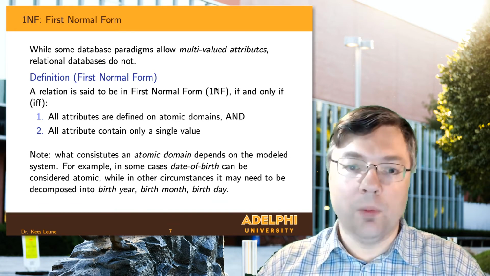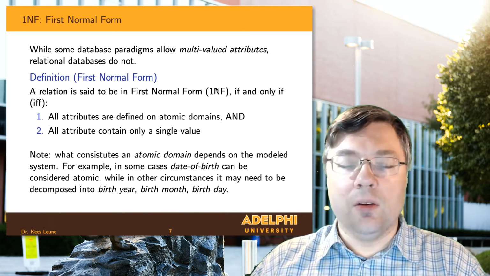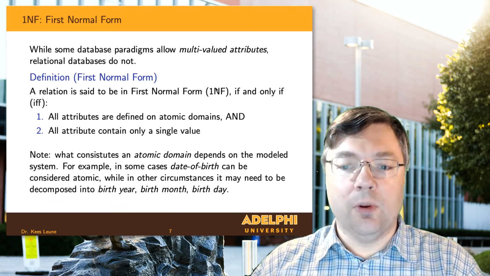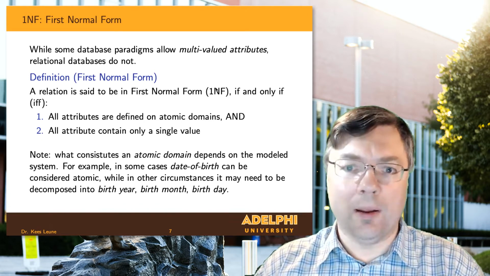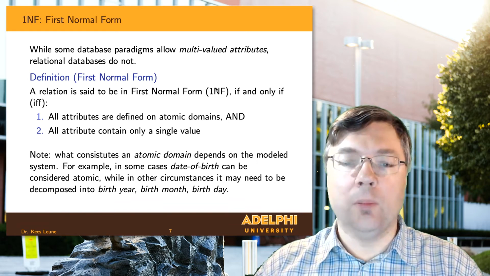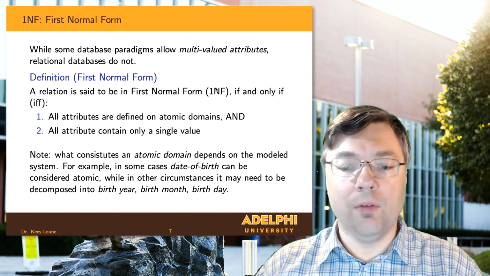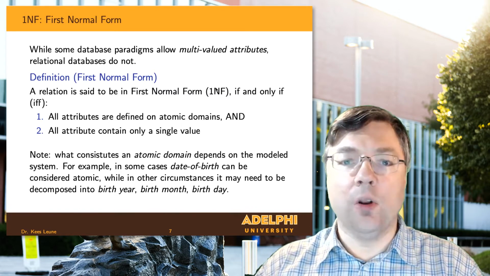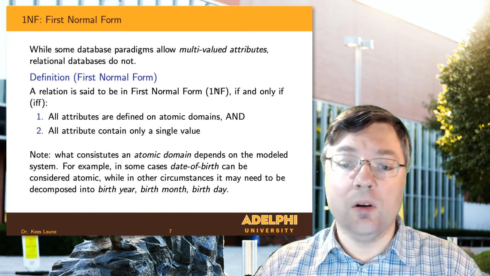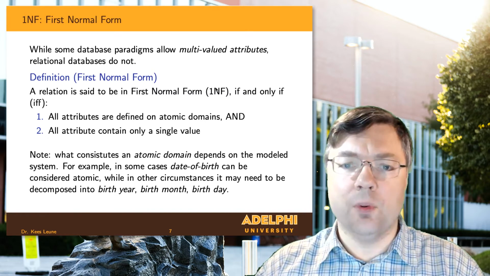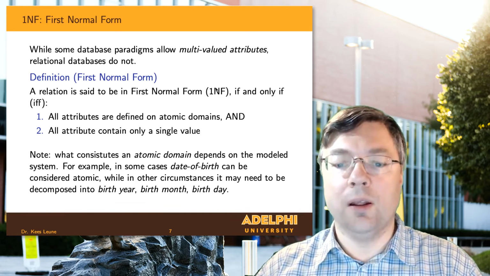So let's take a look at what the first normal form means. Relational databases typically do not allow the use of multi-valued attributes. So in other words, each attribute value should be singular, atomic. And that is what the first normal form is all about. A relation is in the first normal form if and only if all attributes are defined on atomic domains and each attribute value contains only a single value. So it's a composition of two. It puts requirements on the domain and it puts requirements on the values stored in the database.